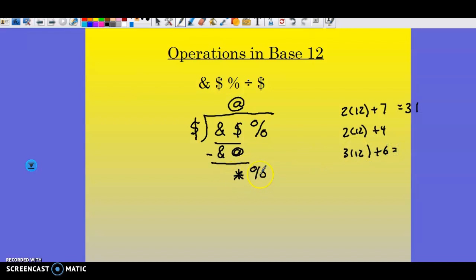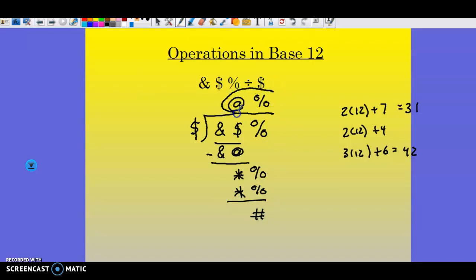7 wouldn't go into 36, but 7 will go into, I think, 3 12s plus 6, which is 42. So 7 goes into 42 6 times. So you need to do 7 times 6. And 7 times 6 is 42. How do you write 42? 3 and 6. Those subtract with no remainder.